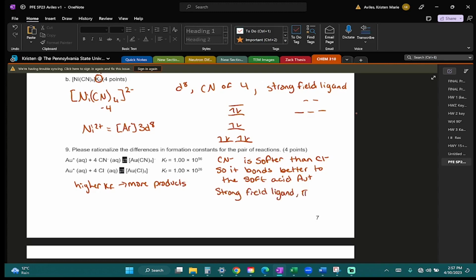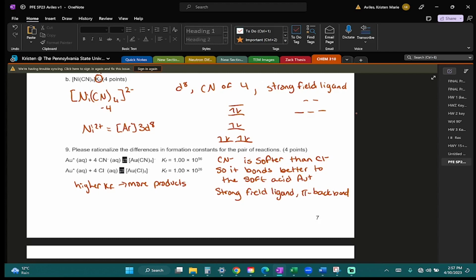So it can pi back bond to our gold, and that's a much more stable interaction. Yes? How do you know it's softer? Trends, and I mean, I know they're softer because I work with them, but they're trends. So usually cyanide, chlorine, they're softer, but as we become larger, they become harder. Or did I say that backwards? I might have said that backwards.